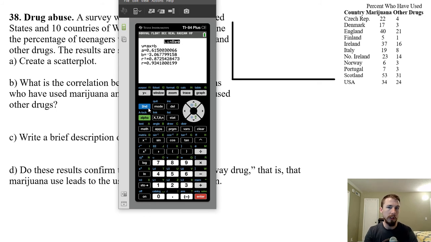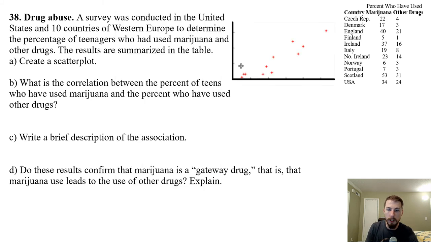So that's a really strong association, and that's what it would look like if we graphed it out, which again, you just go do your scatter plot. List 3 would be your x-axis, list 4 would be your y-axis here. So it looks like in countries, as the percent of teenagers who are using marijuana goes up, the other drug use is also going up as well. Okay, so write a brief description.